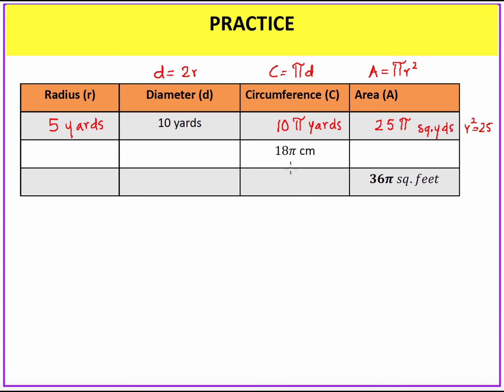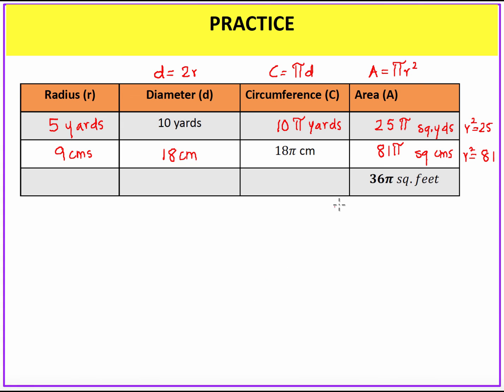Okay, now let's look at this one. Here we are told that the circumference is 18 pi centimeters. If the circumference is 18 pi, then the diameter must be just 18 centimeters. And the radius must be 9 centimeters. Now, in order to find the area, we basically have to find r square first. So in this case, r square is 81. So the area must be 81 pi square centimeters.